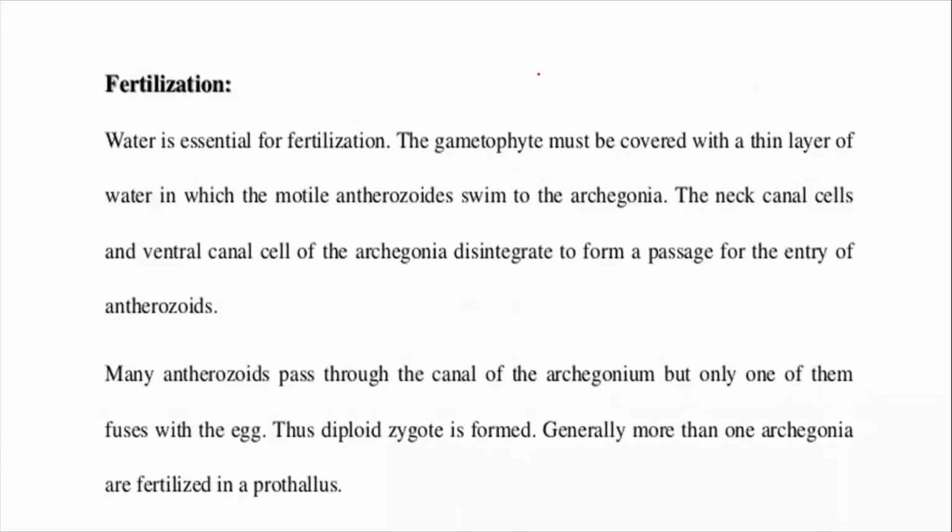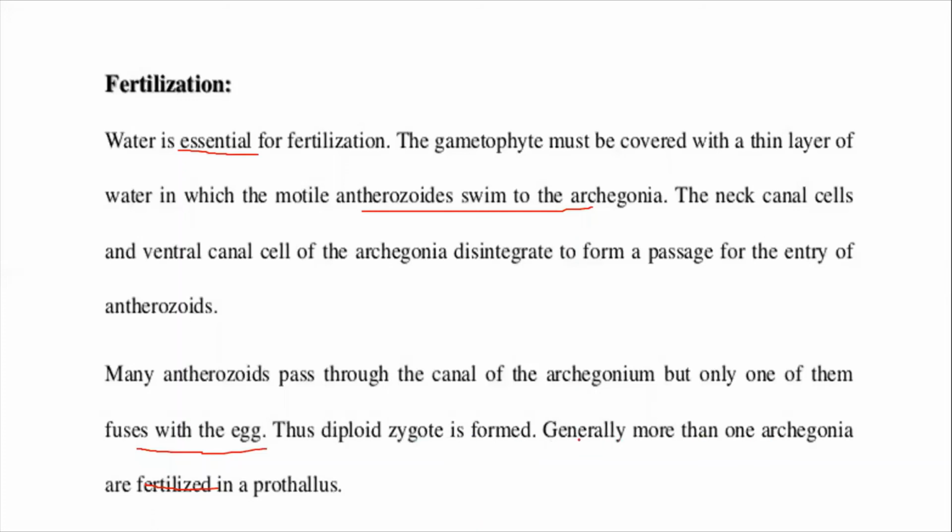Now the male gamete is ready and the female gamete is ready. Now the fertilization will occur. Water is essential here also for fertilization. The gametophyte must be covered within a thin layer of water in which the motile anthrozoids will swim and reach the archegonia. The neck canal cells and the ventral canal cell of the archegonia degenerate and form a passage for the anthrozoids. The anthrozoids move into the archegonium, reach the venter, and fuse with the egg, forming a diploid zygote.